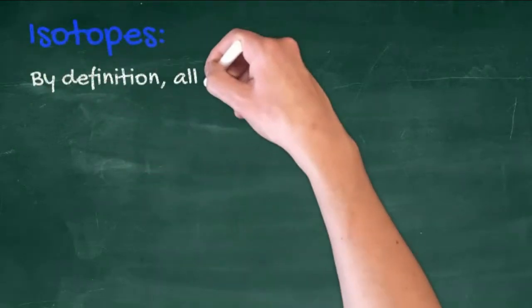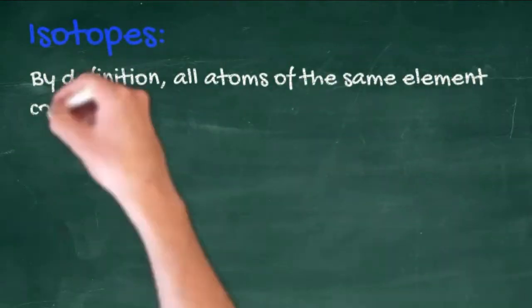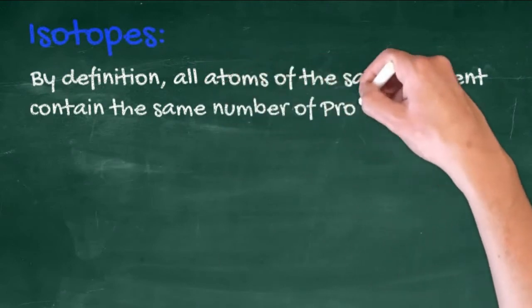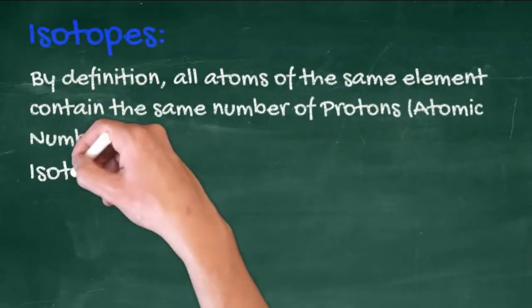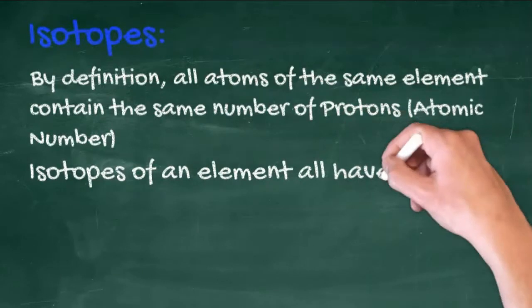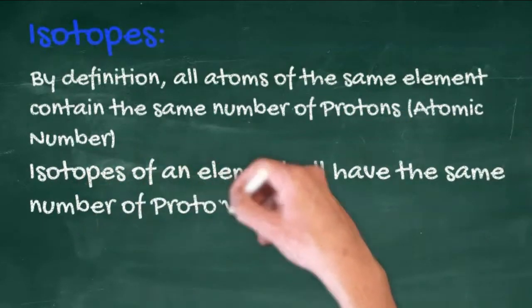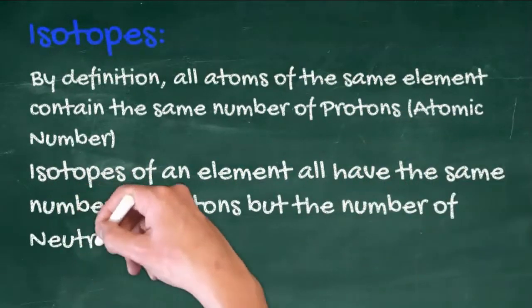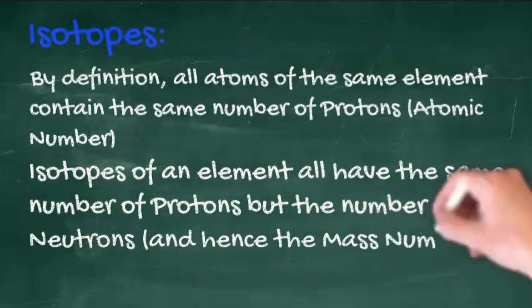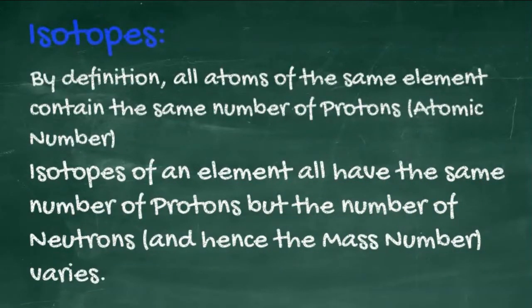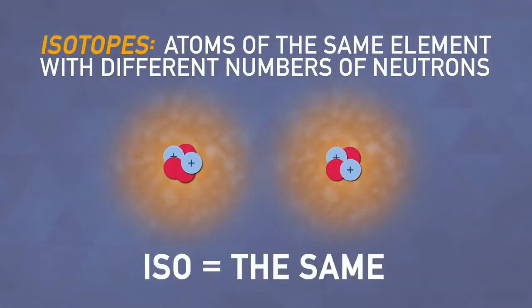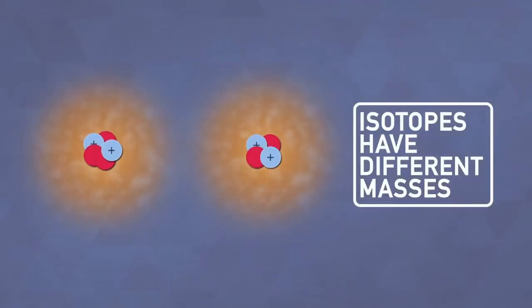By definition, all atoms of the same element contain the same number of protons. That's the atomic number. Isotopes of an element have the same number of protons, but the number of neutrons, and hence the mass number, varies. Isotopes of an element are atoms with the same number of protons but different numbers of neutrons. As a result, they have different masses.